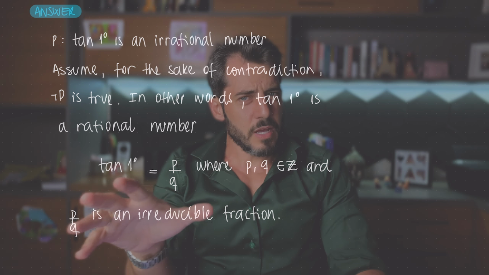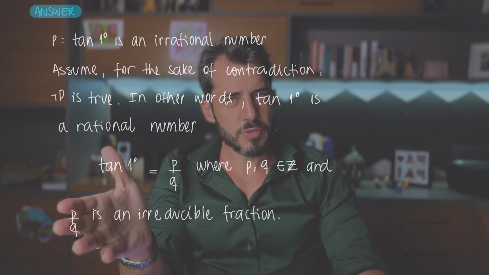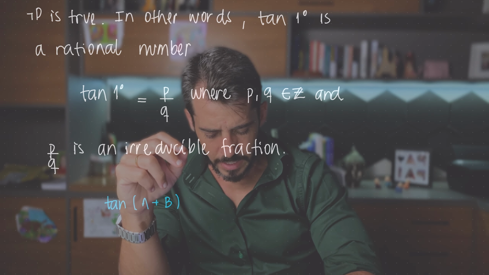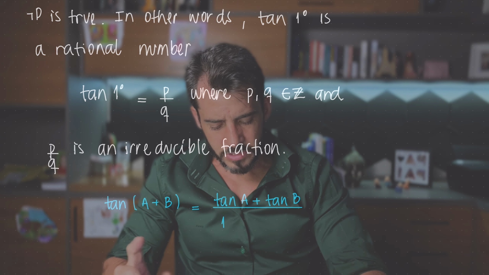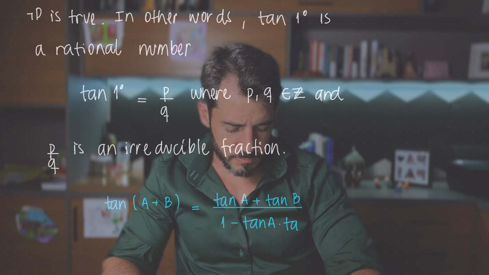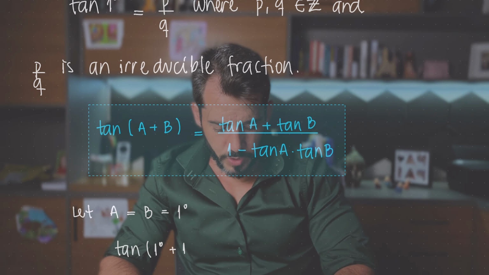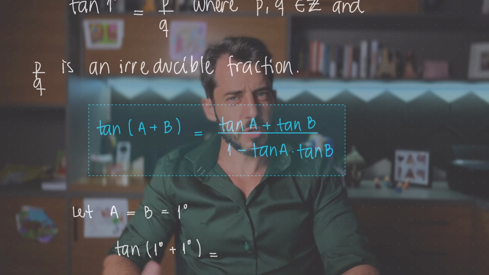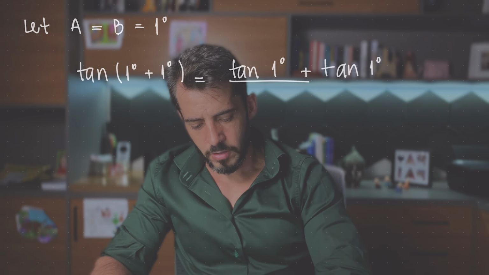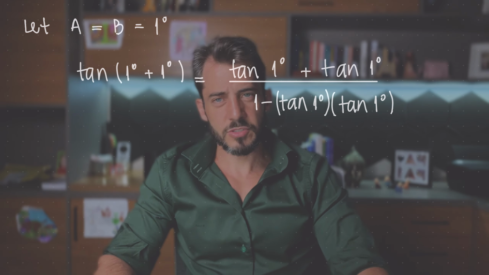Now, this is the part that usually students get stuck. What should I do here, right? And the next step, although not trivial, is quite interesting. We're going to, by applying the following identity, tan of a plus b being equal to tan of a plus tan of b over 1 minus tan of a times tan of b, replace both a and b by 1 degree, which means that we have, when applying this identity, tangent of 1 plus 1, which is just tangent of 2 degrees, equal to tan of 1 plus tan of 1 again over 1 minus tan of 1 degree times the tangent of 1 degree as well.